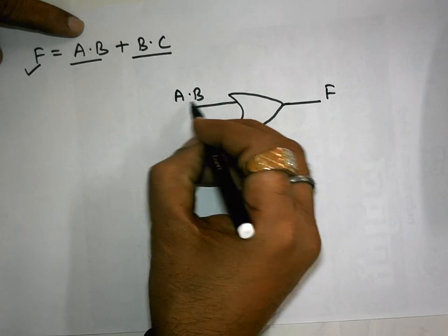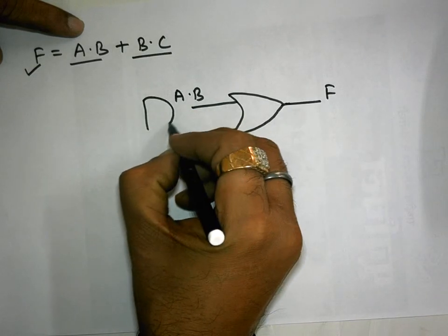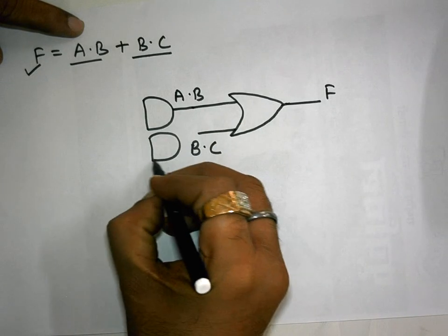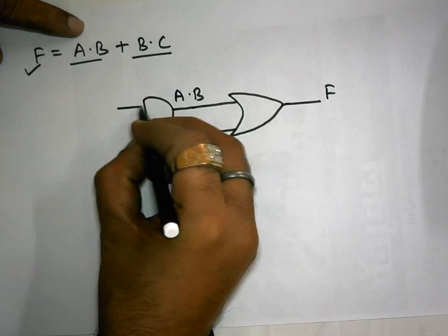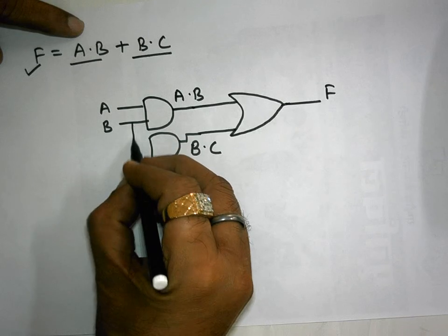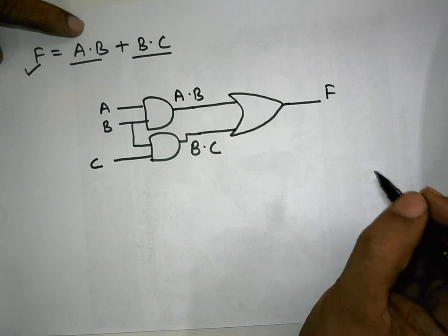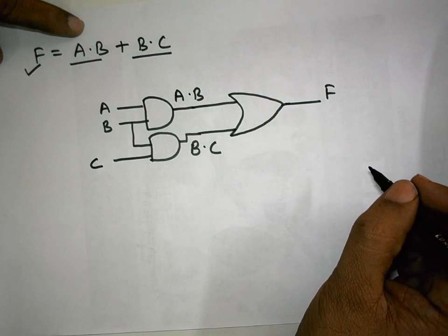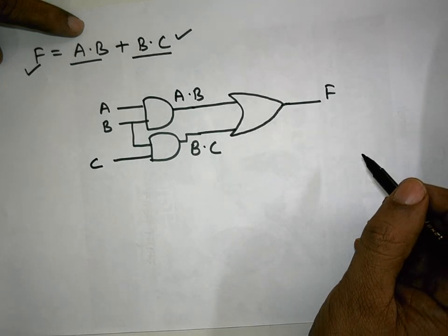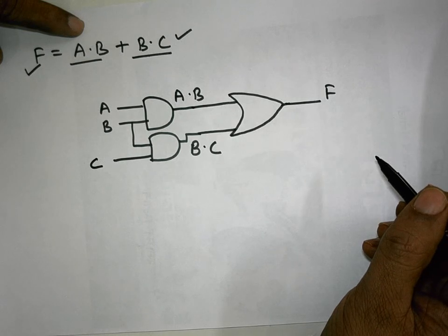Now, this is the output term. Naturally, it demands an AND gate, and this also demands an AND gate. So naturally, here you apply AB, and here you apply BC. You pick up the signal from the same line, and this is the realization of this expression. This means any Boolean expression can be translated to a logical circuit by approaching it this way.